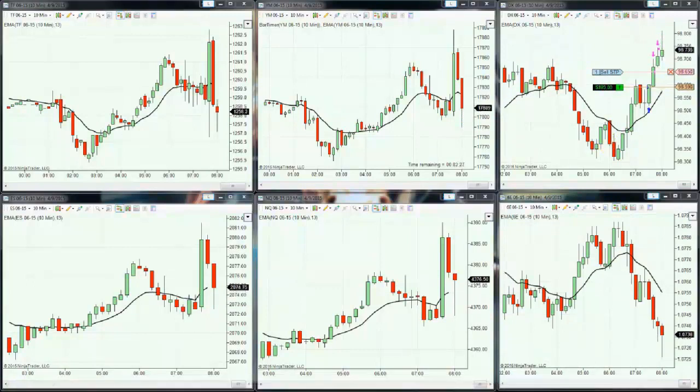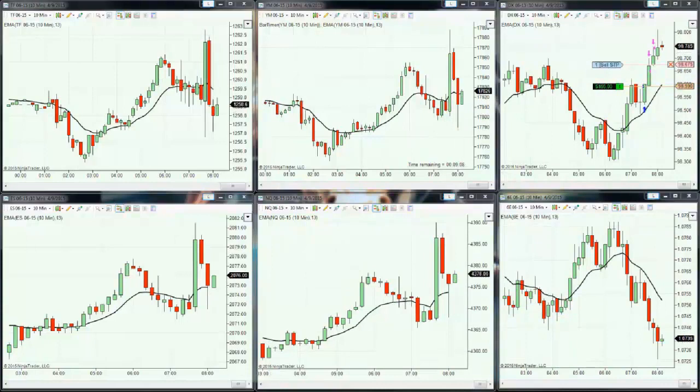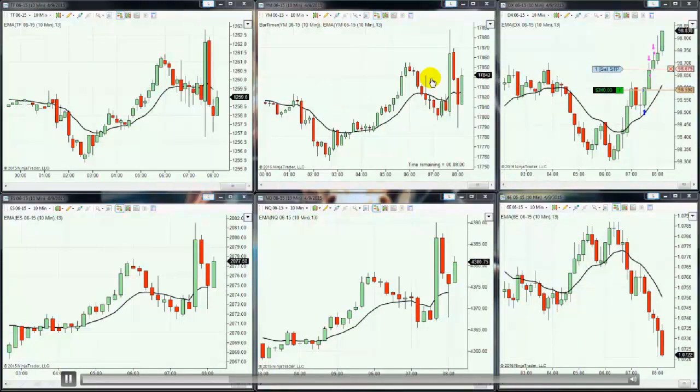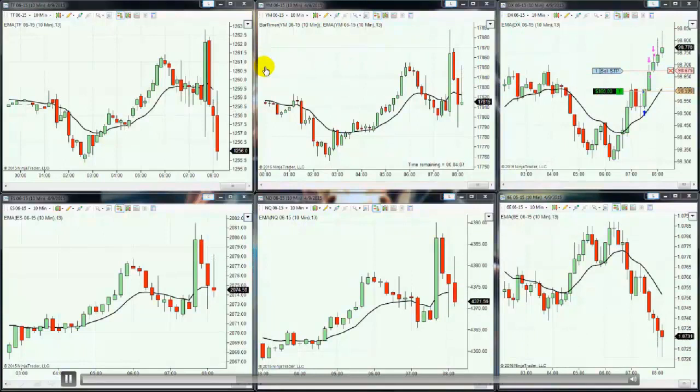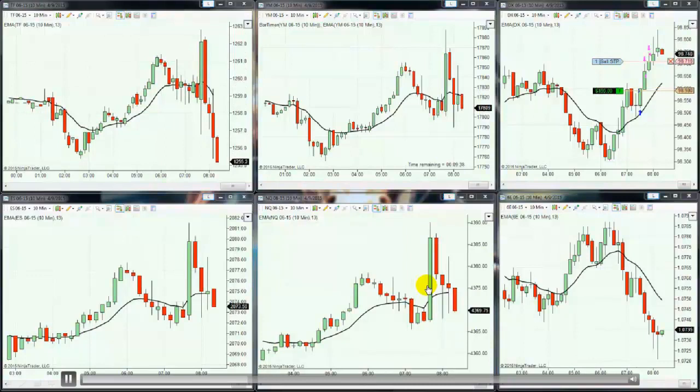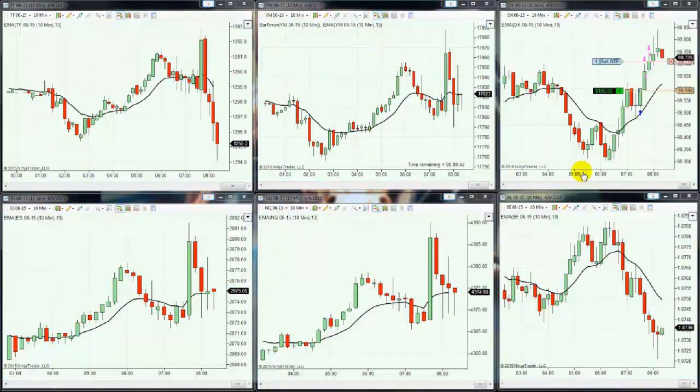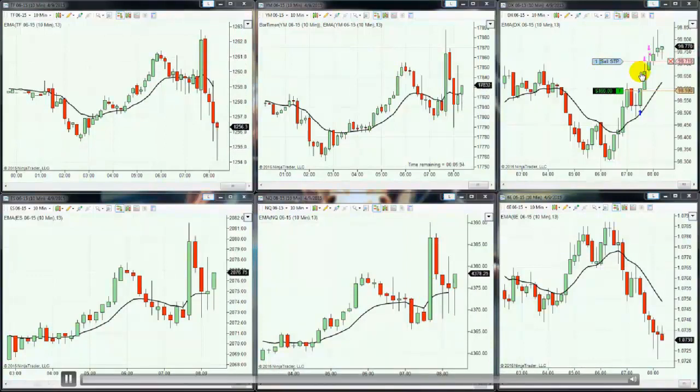So these 6 charts are what you'll see in the room, and we do change them. Sometimes we'll have the 6C in there, which is the Canadian dollar. We may have the 6E, the euro. So we do change the charts every once in a while for what's trading at a higher probability. Again, you can see that the stop loss trailed the price.